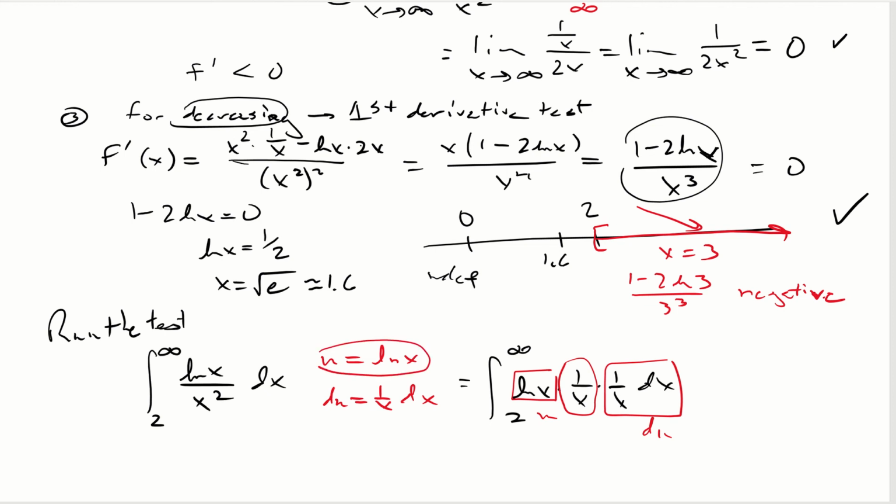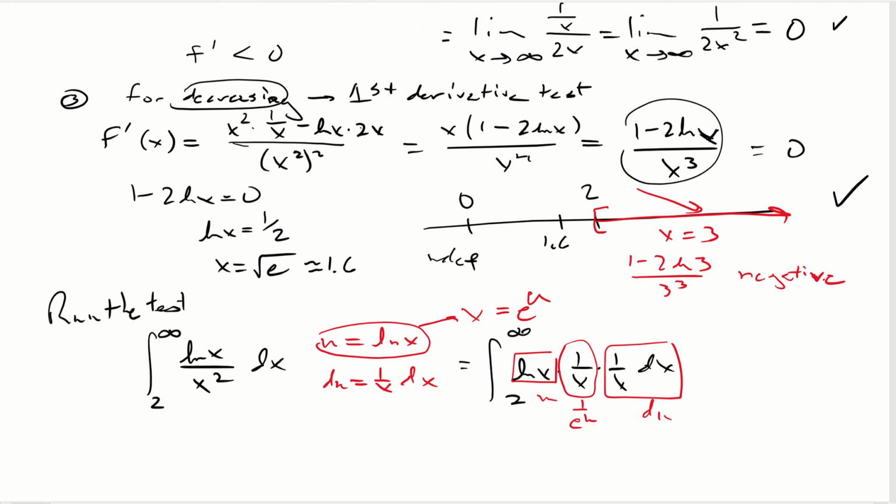Well, look at this guy. It's fancy. If u equals the natural log of x, then x itself is e to the u. So this is actually 1 over e to the u, because that's what x is equal to. I told you it was a doozy.